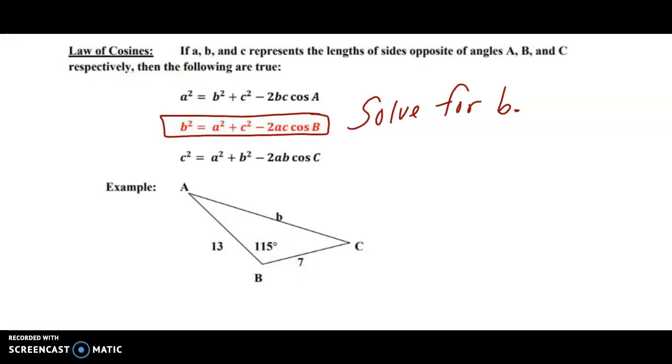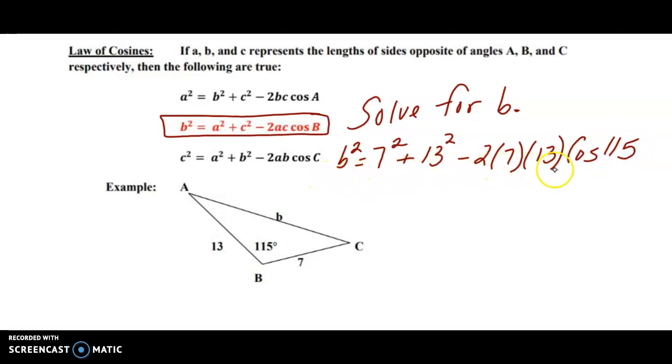If you notice, this letter and this letter are the same, right? So you're going to isolate the side opposite the angle you have or the angle you're looking for. So we're going to have b squared equals a squared. Well, a is 7, so 7 squared plus c squared. Well, c is 13, minus 2 times a, which is 7, times c, which is 13, times the cosine of 115.